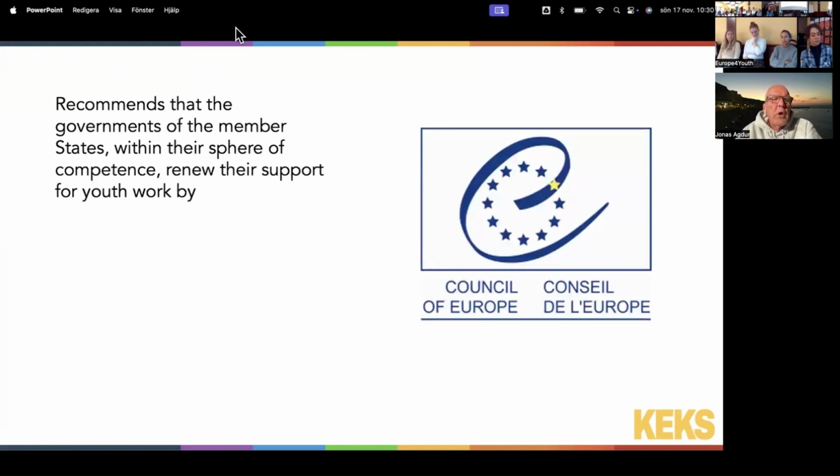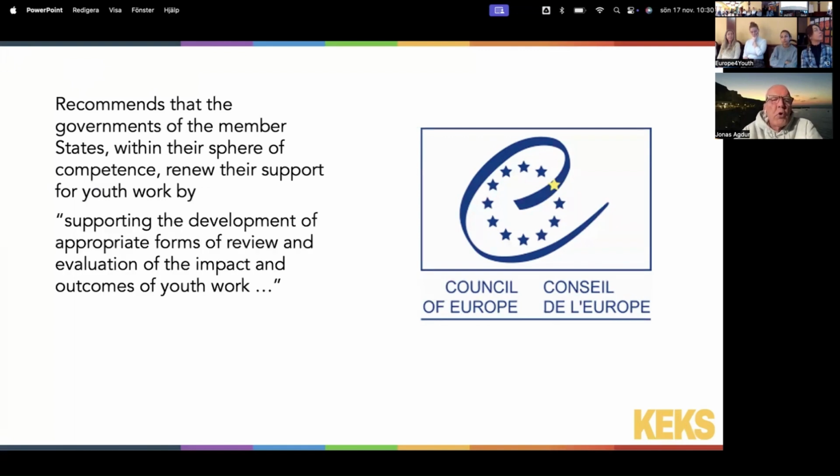And I have to move you around again. It's recommended in this document that the governments of the member states, within their sphere of competence, renew their support for youth work by supporting the development of appropriate forms of review and evaluation of the impact and outcomes of youth work. So, back again to this knowledge-based approach to youth work.